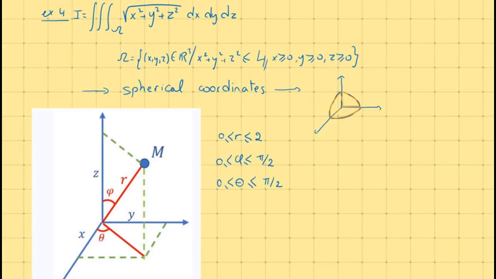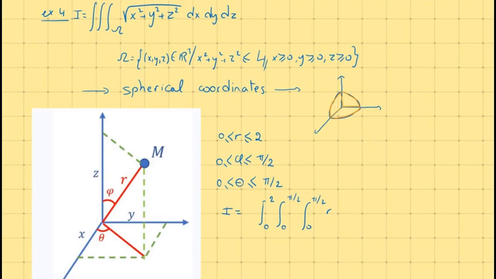So r then will be between 0 and 2 because the radius of the sphere is 2. Phi will be between 0 and pi over 2 because we are taking only this part of the sphere, so the angle can be either 0 or it can go up to pi over 2 to cover all the points of the sphere. And theta as well should be covering from 0 to pi over 2 to cover this part of the sphere.